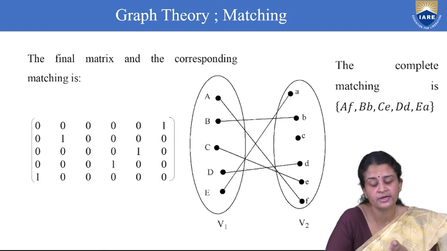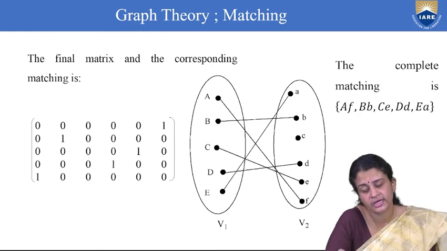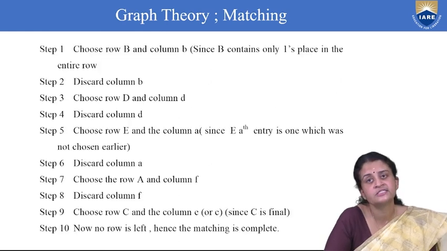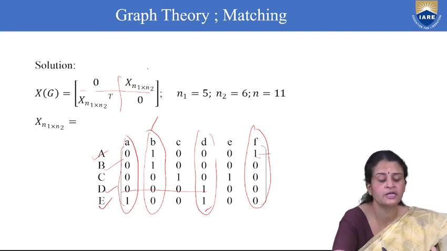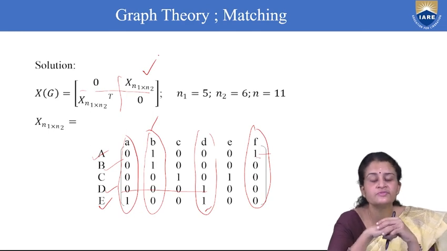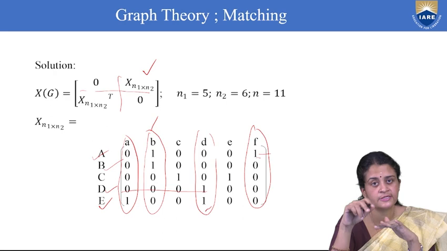Earlier, we could find the complete matching like this because the graph was so simple. If it is complicated, we can put the matrix like this. That is, X can be put like this, the adjacency matrix. On simplifying this matrix, we can find the complete matching from one set of vertices to another set of vertices.